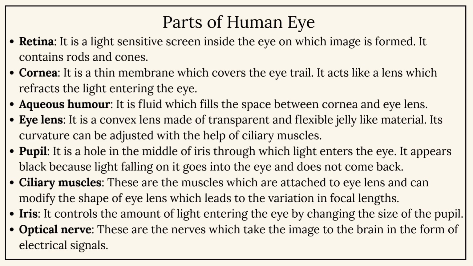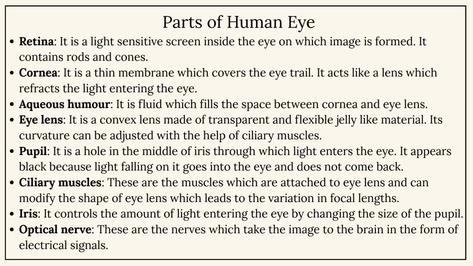Aqueous humor. It is a fluid which fills the space between the cornea and the eye lens. Eye lens. It is a convex lens made of transparent and flexible jelly-like material. Its curvature can be adjusted with the help of ciliary muscles. Pupil. It is a hole in the middle of the iris through which light enters the eye. It appears black because light falling on it goes into the eye and does not come back.